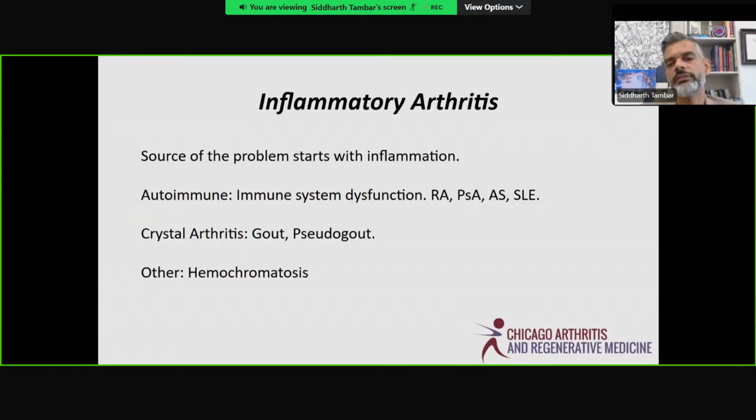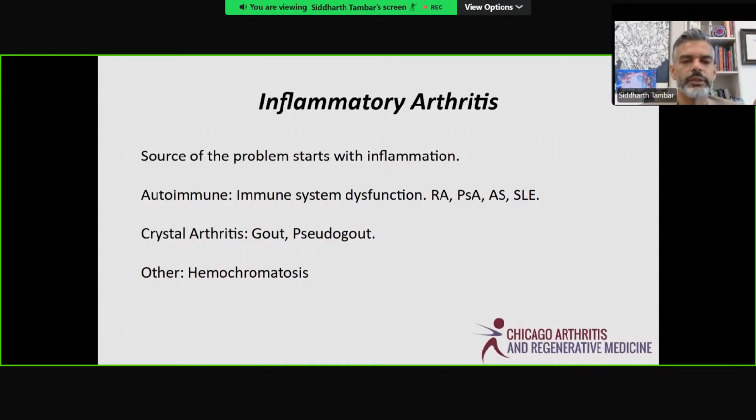So conditions that would include are rheumatoid arthritis, psoriatic arthritis, ankylosing spondylitis, and lupus. And these conditions are ones where the immune system is dramatically active, causing total body inflammation. Then you've got crystal arthritis conditions like gout and pseudogout.